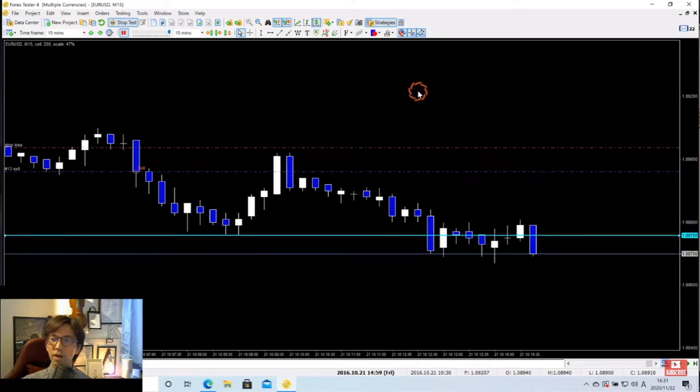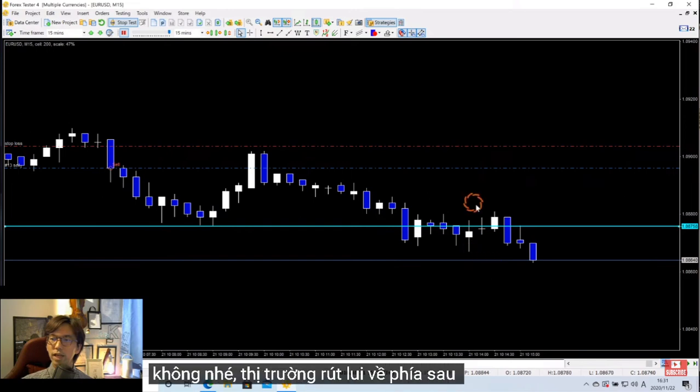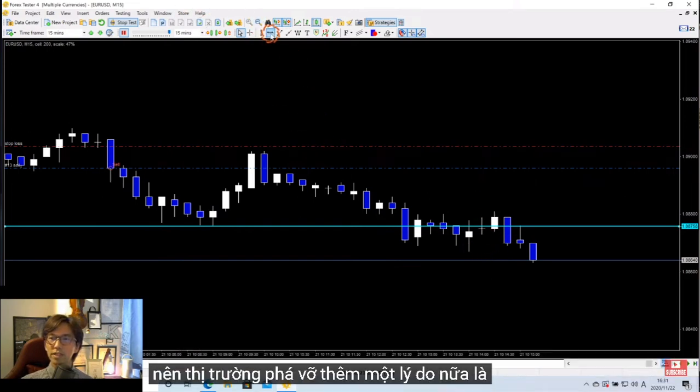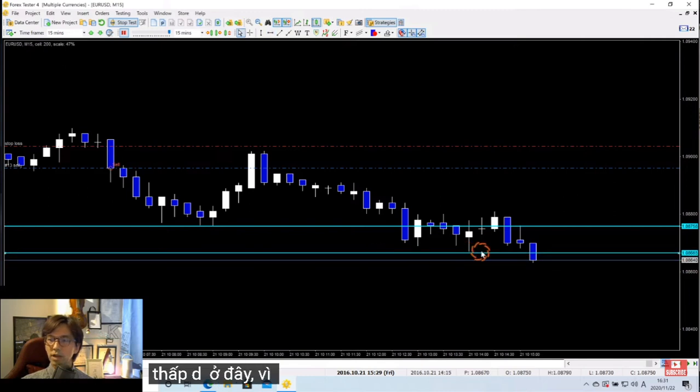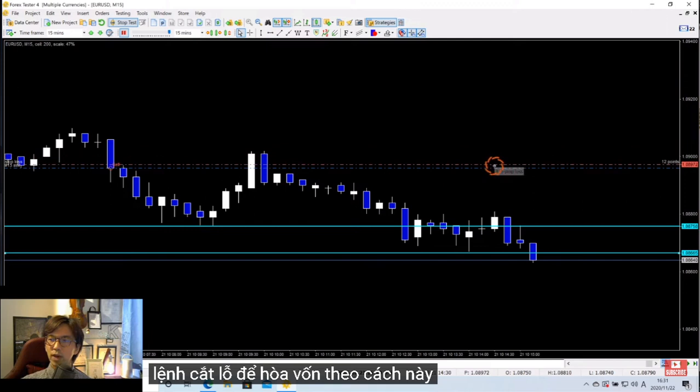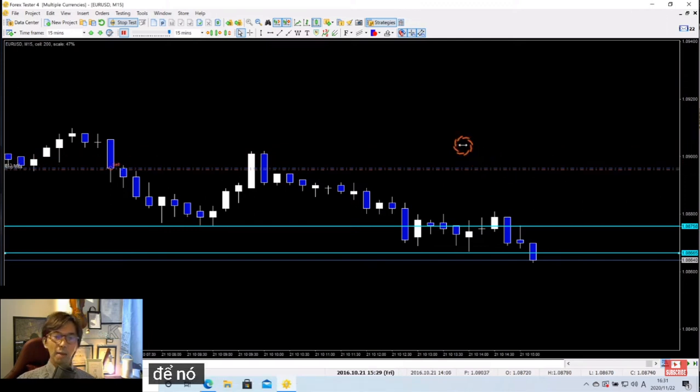Okay, the market retraced backwards, and okay, now it broke downwards. So the market broke even one more recent low downwards here. So this is where I move the stop loss to break even like this way, so that it becomes either break even or in gain.